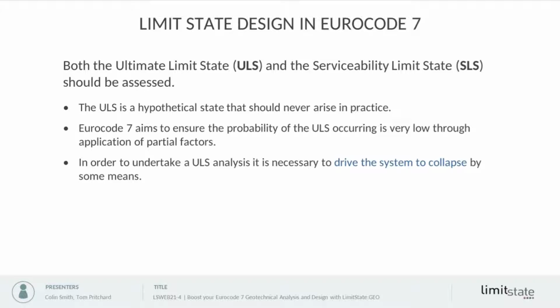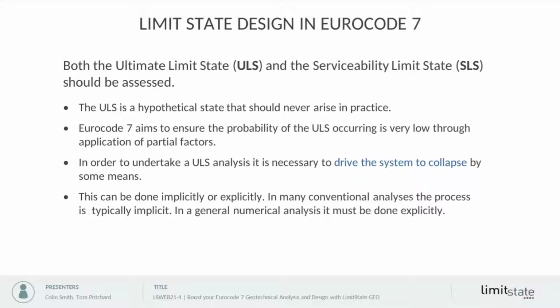Now, if we actually want to do an ultimate limit state analysis, we're trying to analyze something we designed that shouldn't collapse. So we have to drive the system to collapse artificially by some means. We can do this implicitly or explicitly. In many conventional hand calculations, the process is implicit. We don't see it. But in a general numerical analysis, we have to do it explicitly.